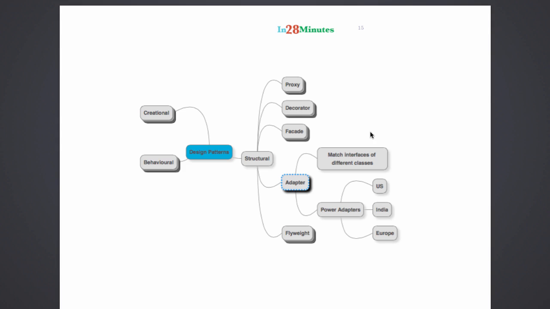But the web service expects a JSON. So what I would do is I would convert the object into a JSON and send it to the web service. And that's kind of an adapter.